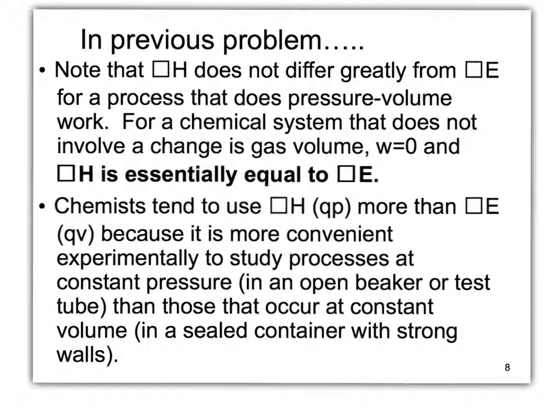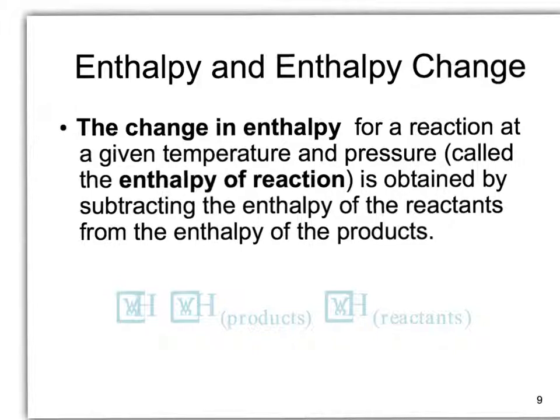So chemists tend to use delta H more frequently because it's very convenient to study processes at constant pressure. An example would be something going on in an open beaker, an open test tube, rather than trying to make a sealed container for it. The enthalpy of reaction is found by the following equation.